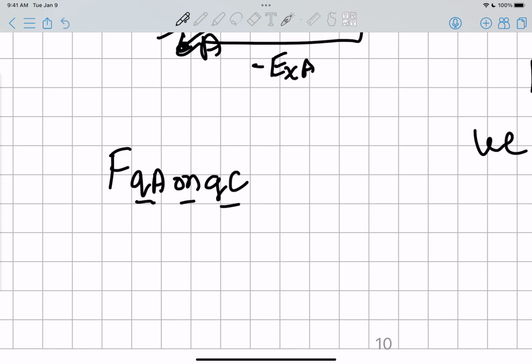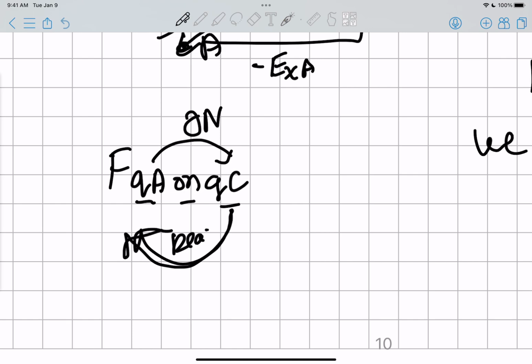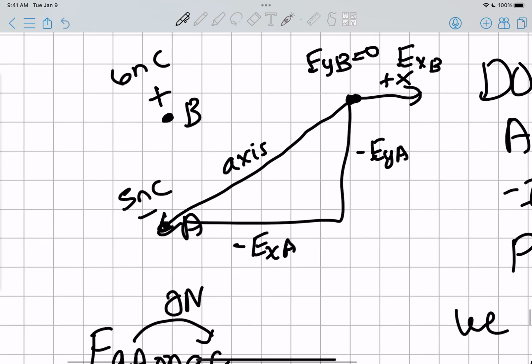That notation just means that I want to figure out or draw my force in a way that shows how C reacts to A. So the notation goes A on C. I want to figure out how C reacts to A. And this is the reaction, and this is what you're actually looking for. This is what you actually draw, the reaction.